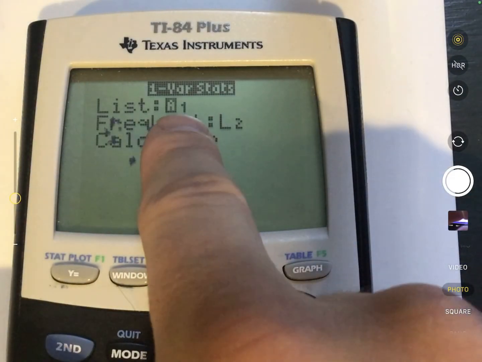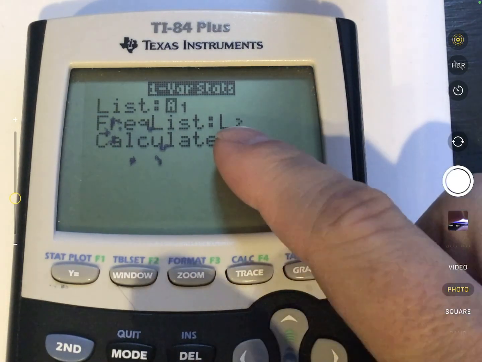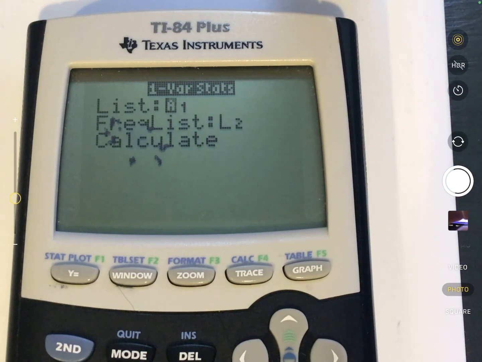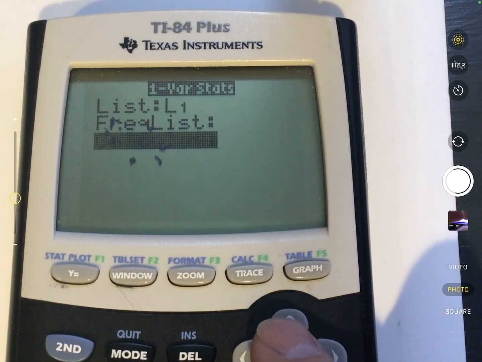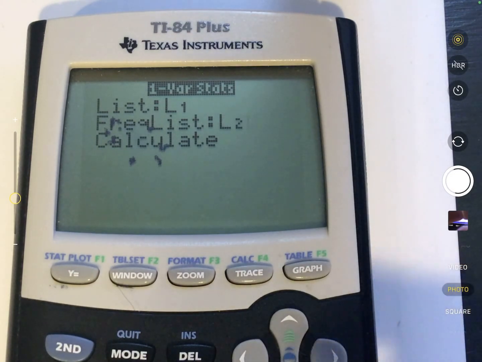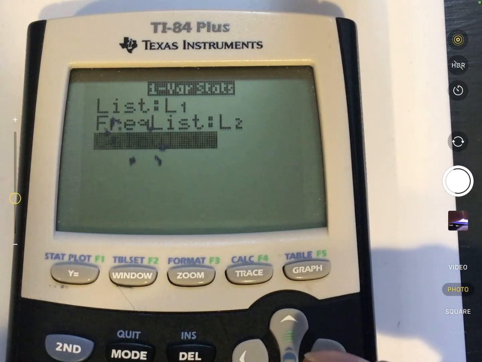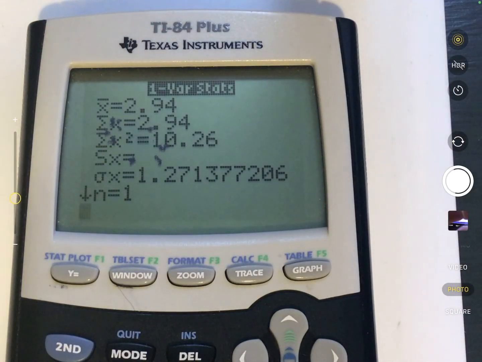When it opens up, it's going to ask for a list. The list is going to be the outcome, so type in L1. But we do need a frequency list, and the frequency list is the probabilities, the right-hand side. Normally this is empty when you're doing one variable stats. So we want to call in the probability, which for me was L2. Press second 2 and it comes up L2. Then calculate. There we go, 2.94. That is exactly what we got when we did it by hand.